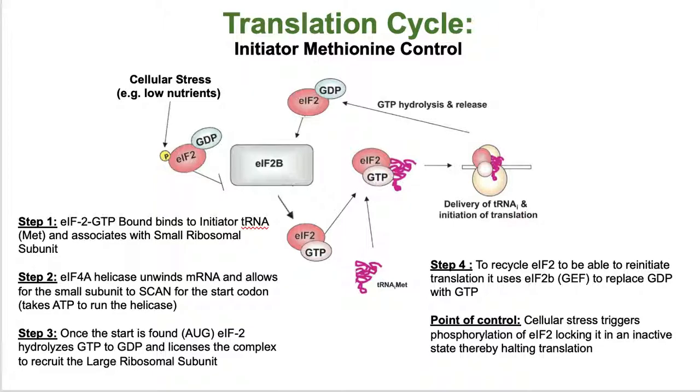So, does anybody have any questions about this cycle and what's going on, right? We have this complex with the small ribosomal subunit, scans, finds the start, hydrolyzes the GTP to GDP, licenses it for recruitment of the large ribosomal subunit, then we can start the translation. But to recycle this component, we have to bring in the help of a GEF to essentially recharge this so that the pathway can continue. We can have reinitiation every time this way. Anybody have any questions about this?